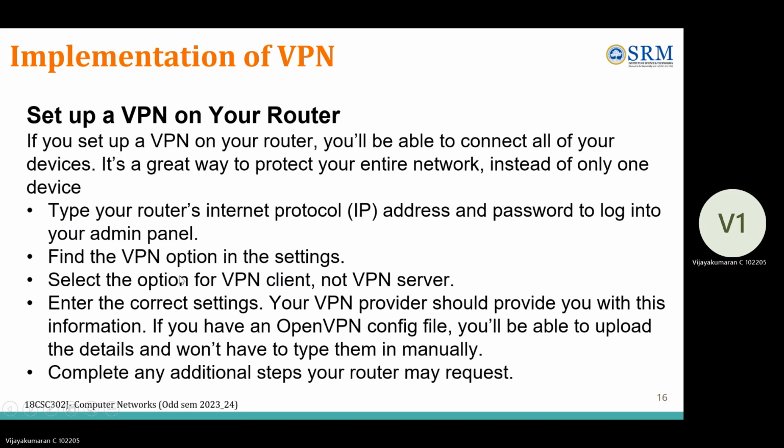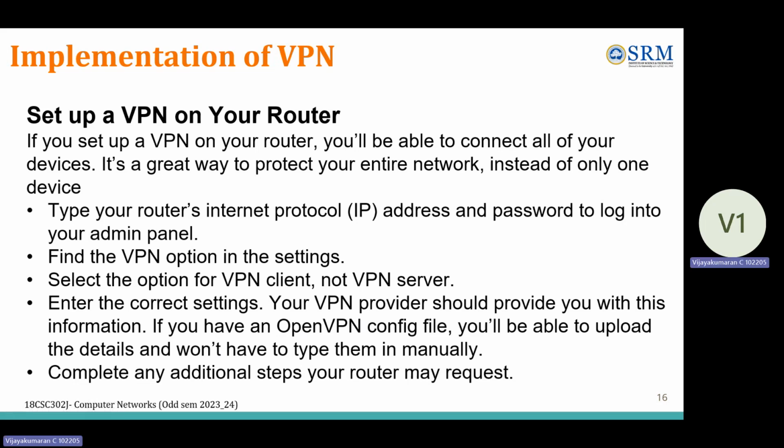Then select the option for VPN client. Since the router is connected with the client, you go through the VPN client options that are listed on your screen. Then you select the correct settings, enter your VPN details in the settings part. Suppose you have an OpenVPN configuration file, no need to set up the VPN parameters. Straight away, you can take the parameters from the configuration file, which is automatically loaded while setting up the VPN layer. Then complete any additional steps your router may request based on the requirement.